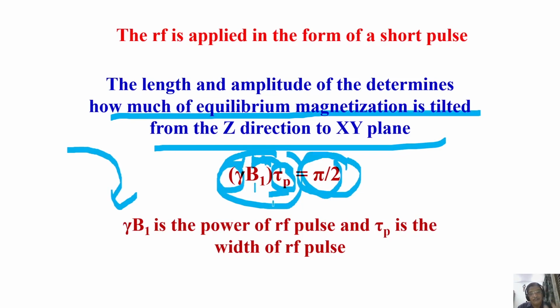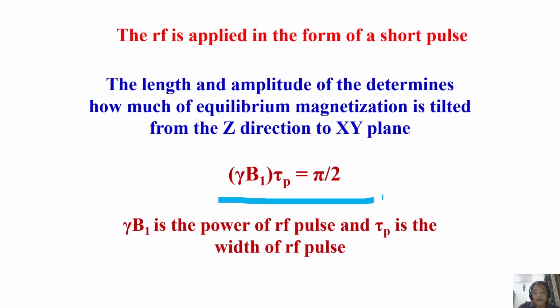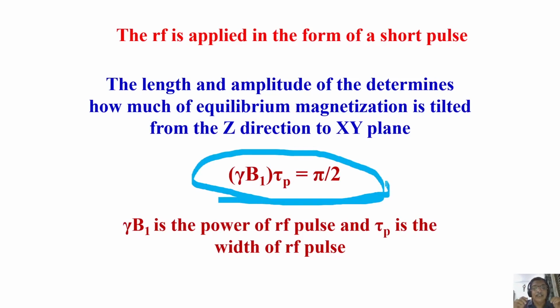If I have a radio frequency pulse, I can manipulate the power of that pulse and the width of the pulse and bring the magnetization to 90 degrees. If I don't want 90 degrees, I can bring it to 180 degrees, or I can bring it to 45 degrees, any angle I want. So this equation helps me to calculate the tilting of the magnetization in the direction I want, at the angle I want. So please remember this equation.